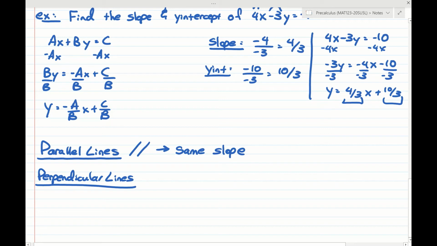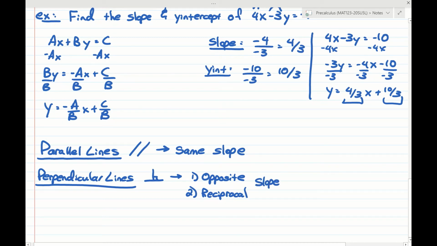Now, perpendicular lines look like an upside down T, or they could be a T like this. Bottom line is they cross at a right angle. In order to get perpendicular lines, we need two things. We need a slope that is opposite, and the second thing is they need to be reciprocal. Remember, that word reciprocal just means that we switch the top and bottom of the fraction.